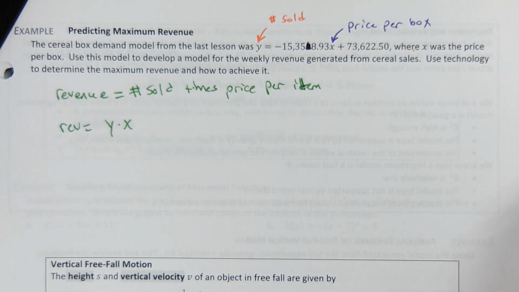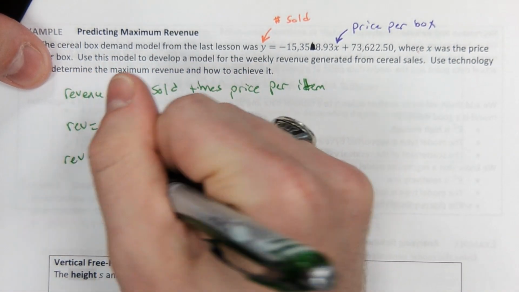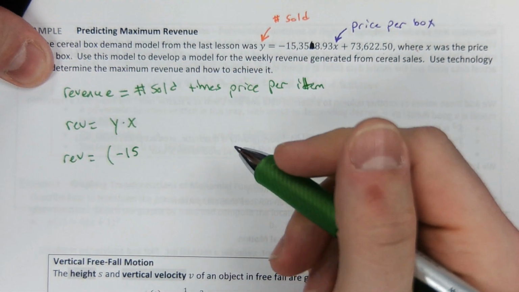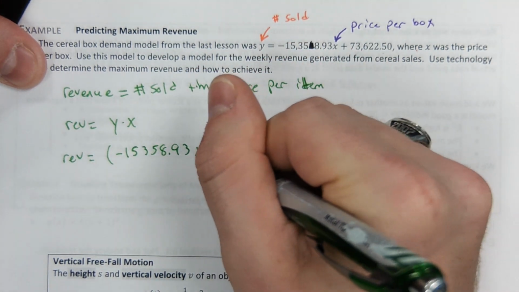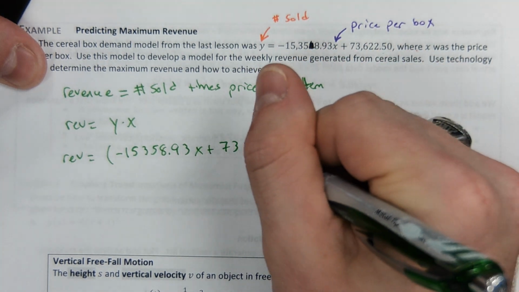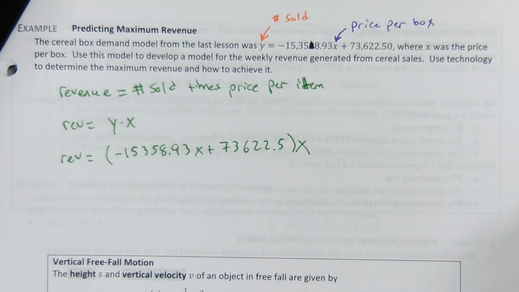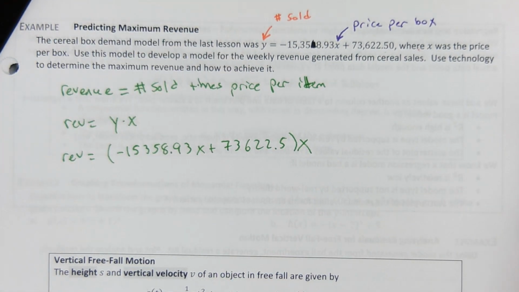Oh, but I have an equation for Y, don't I? It's right there. Negative 15,358.93x plus 733,622.50, times x. If you distribute this x, you have a negative quadratic, which means we can maximize that. Its maximum is going to be found at its vertex. So we have a way of maximizing our revenue as a store.